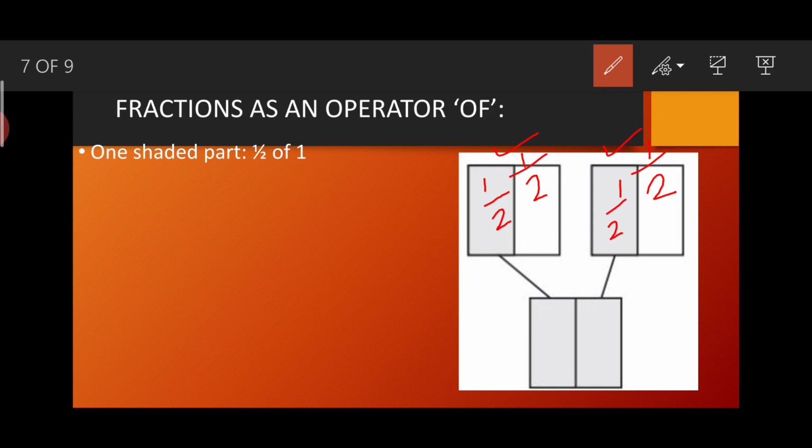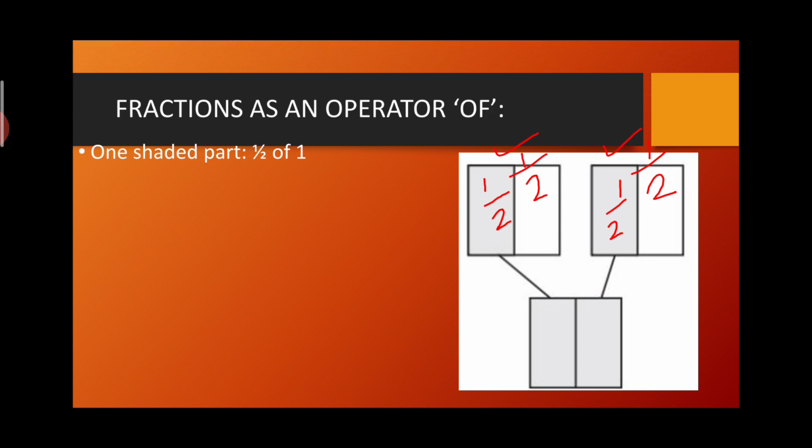So as you know, half plus half will result in 1. For example, you are having an ice cream. If you divide an ice cream into two equal halves, what will you get? Half and half. And if you combine the ice cream, what will you get? The complete one. So that's the same case here. We have a bar that we have divided into two parts, that is half and half. So what we have written here, one shaded part is 1 by 2 of 1.